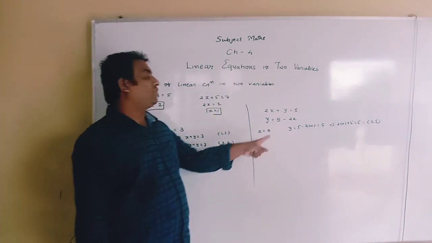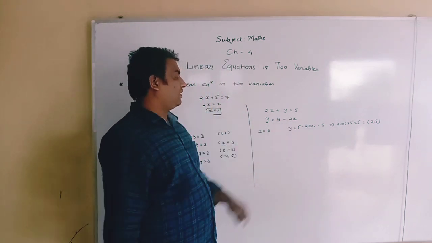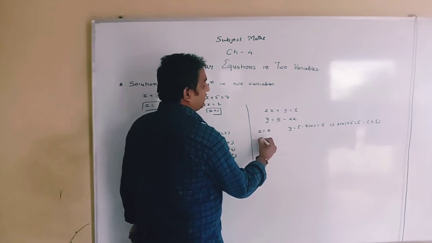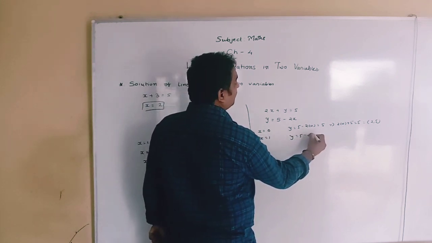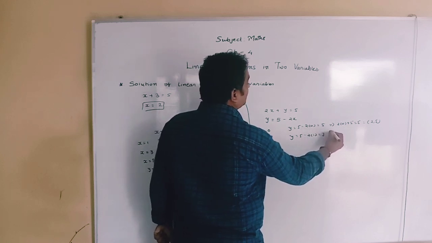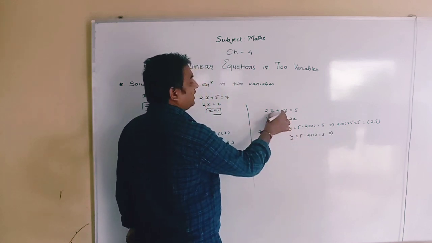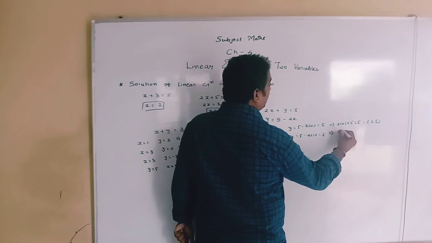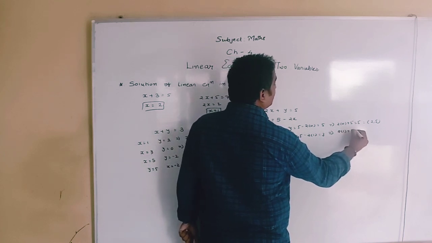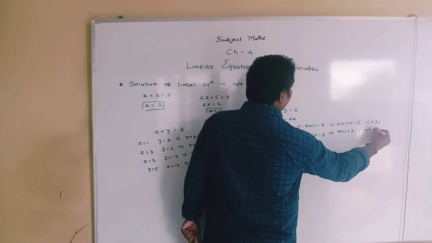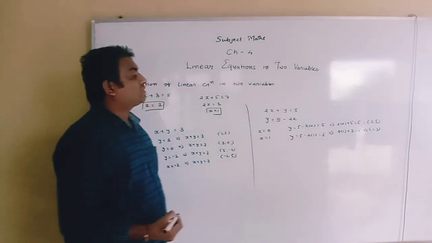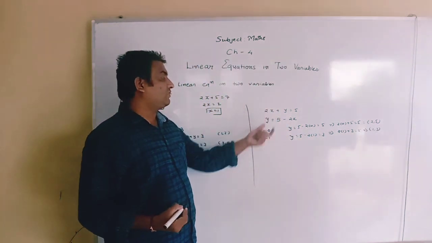Somebody wants to keep x equals 1 here. Then we substitute x equals 1, and y equals 5 minus 2 into 1, so 3. So we substitute x equals 1 and y equals 3 in this equation, and 2 into 1 plus 3 is 5. So again we get another pair, (1, 3), as a solution. Like this, we can get so many solutions.